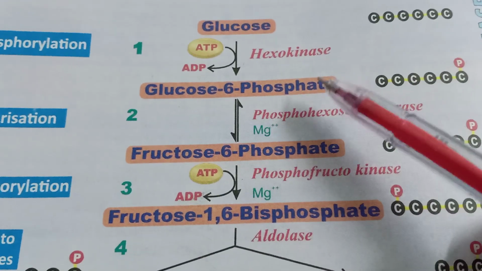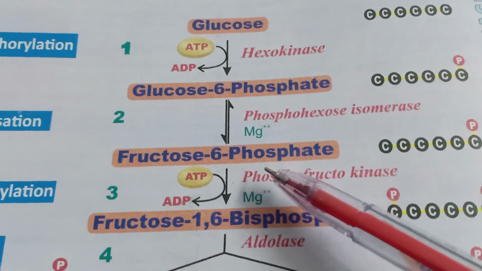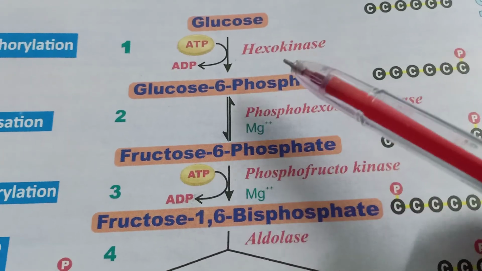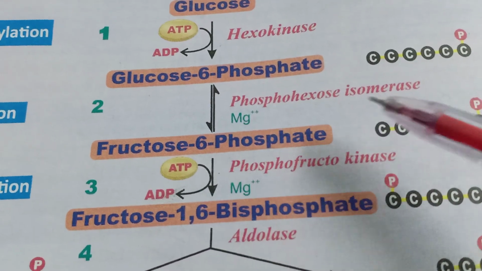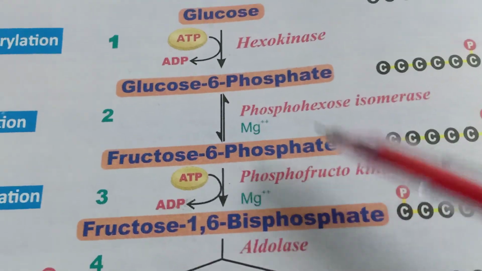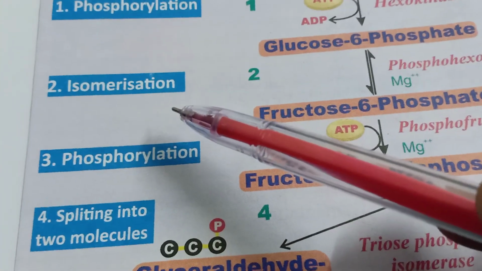Second one, glucose 6-phosphate is converted to fructose 6-phosphate. This is an isomer of glucose. It takes place in the presence of the enzyme phosphohexose isomerase. And this step is called isomerization.